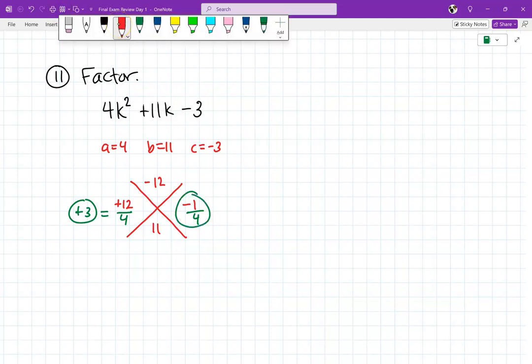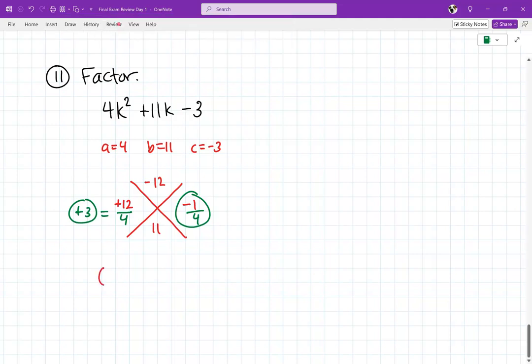So my answer, if you're not kind of rushing through it, is going to look like this. It's going to be k plus 3, k minus 1/4. Now, if this was solving, if this was equal to 0, then I'd leave it like that and solve. But since it's just factoring, then this will be k plus 3, 4k minus 1.